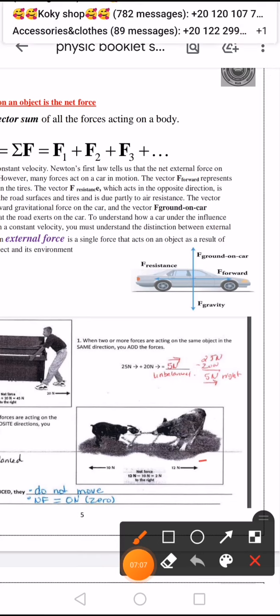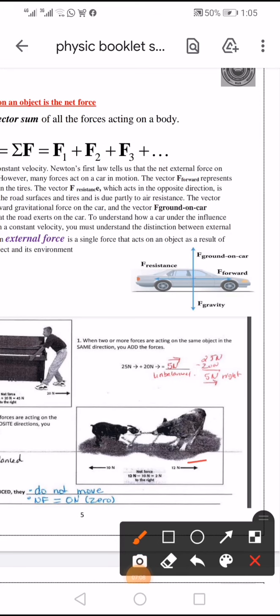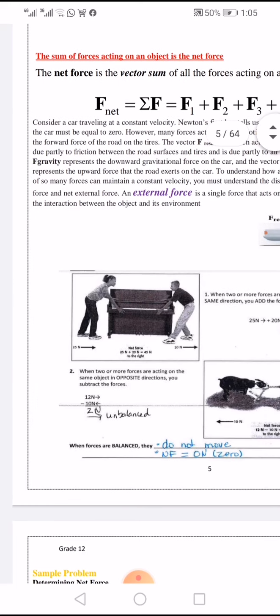If the forces balance with the same force, for example, this dog has force 10, and this dog also has force 10, so 10 minus 10 equals 0. This means the rope does not move.